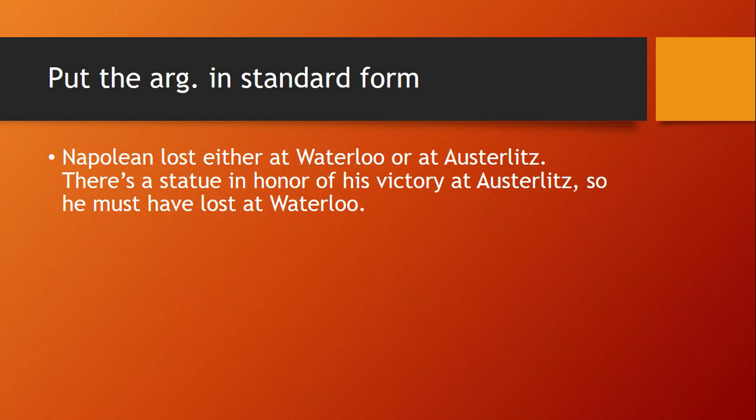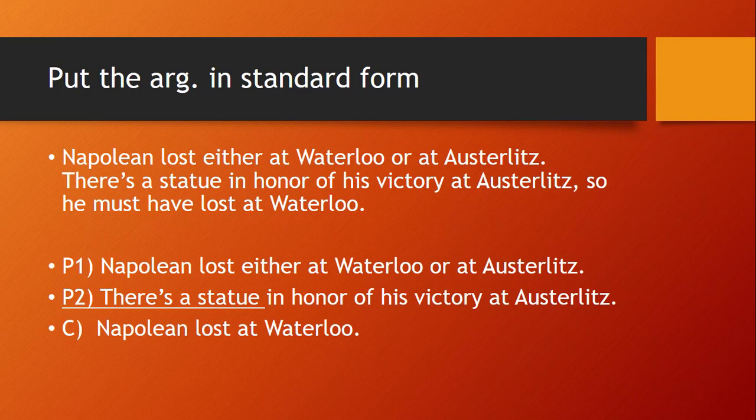Now, what's the evidence in the passage that's put forth for it? Well, Napoleon lost either at Waterloo or at Austerlitz. There's a statue of his victory at Austerlitz. Those are the premises. P1: Napoleon lost either at Waterloo or at Austerlitz. P2: There's a statue in honor of his victory at Austerlitz. Conclusion: therefore, Napoleon lost at Waterloo.